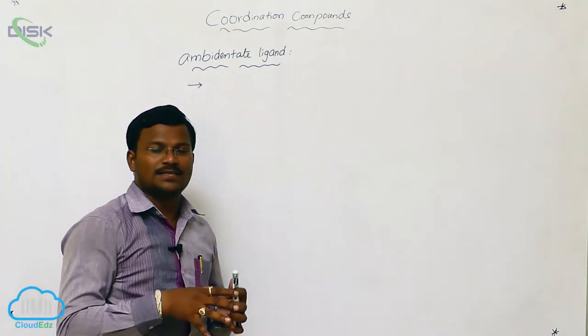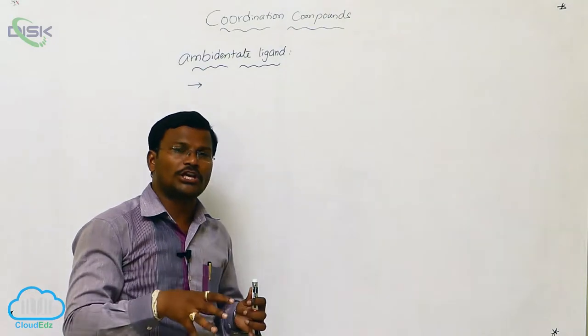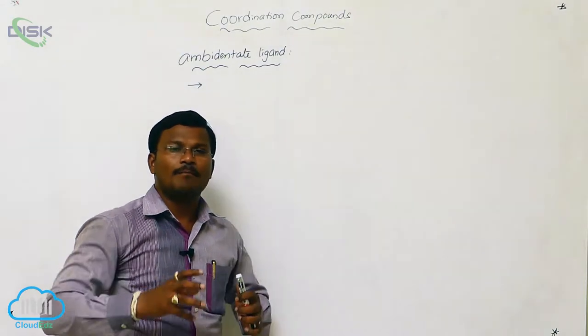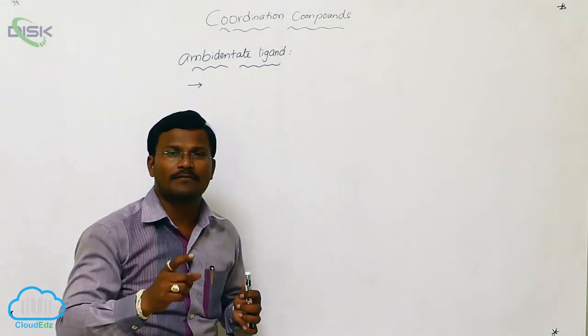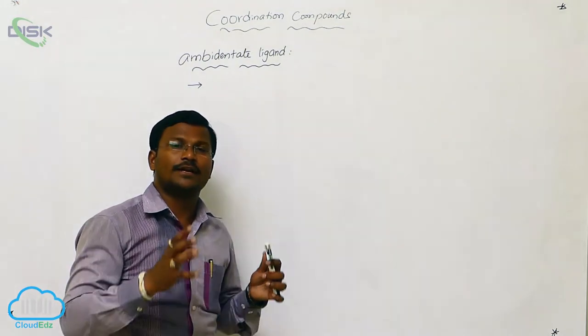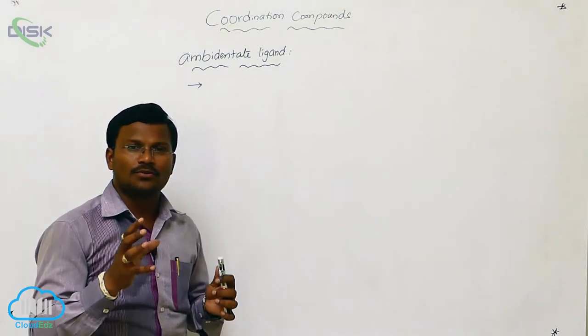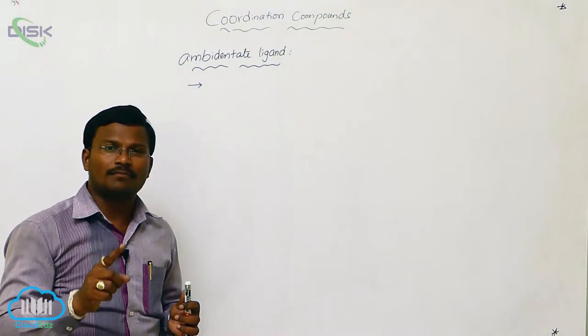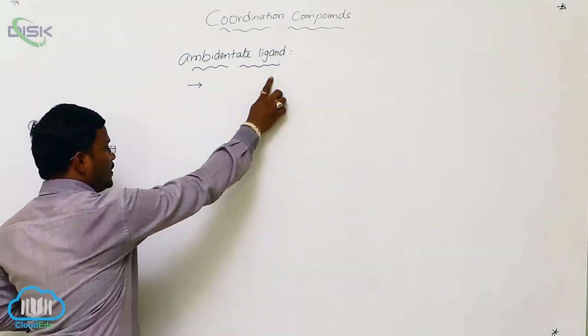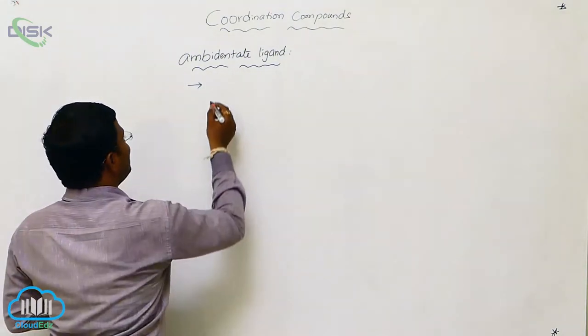Any species, that means any neutral molecule or negative species, by donating a non-bonding pair of electrons or negative charge, can form a coordination covalent bond with a central atom or ion, is called a ligand. Here, what is an ambidentate ligand?